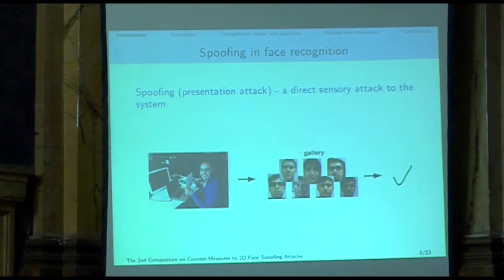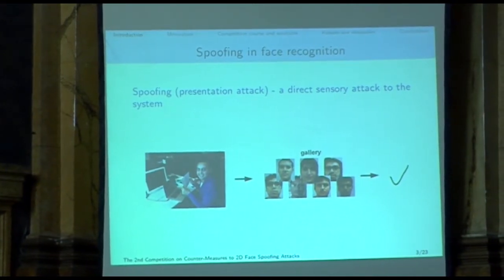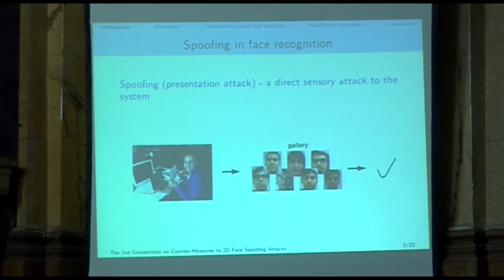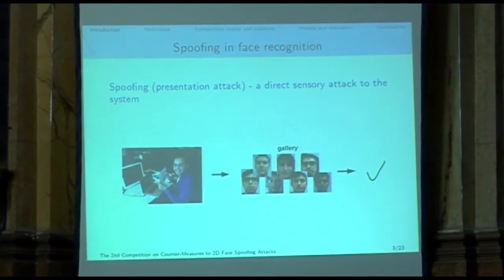So what is spoofing in face recognition, or in biometrics in general? It is also known as a presentation attack. It is a direct sensory attack on the system, where some user who is not registered to the system tries to access the system by presenting a copy of the biometric trait of an otherwise valid user.